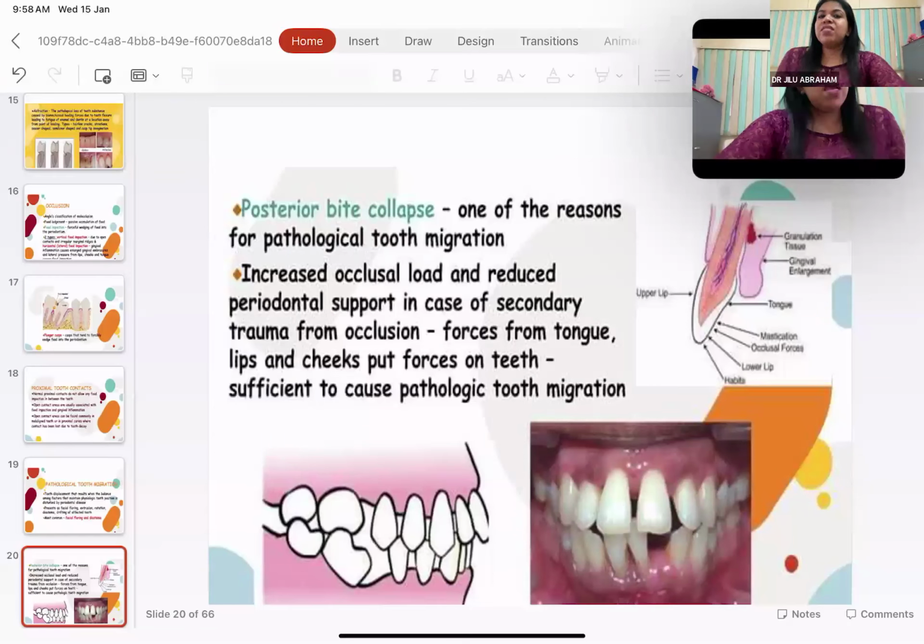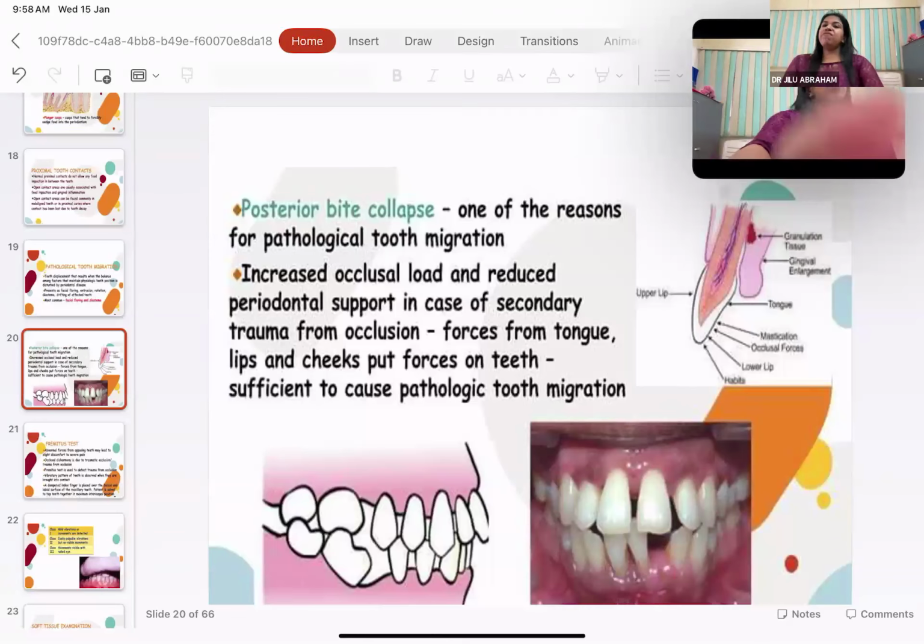Then comes the fremitus test. That fremitus test we have to check mainly for trauma from occlusion. Trauma from occlusion is when the occlusal force exceeds the adaptive capacity of the tissue, and injury occurs.